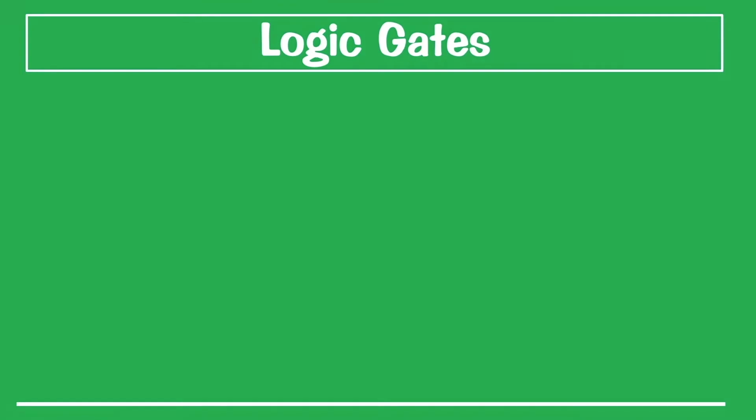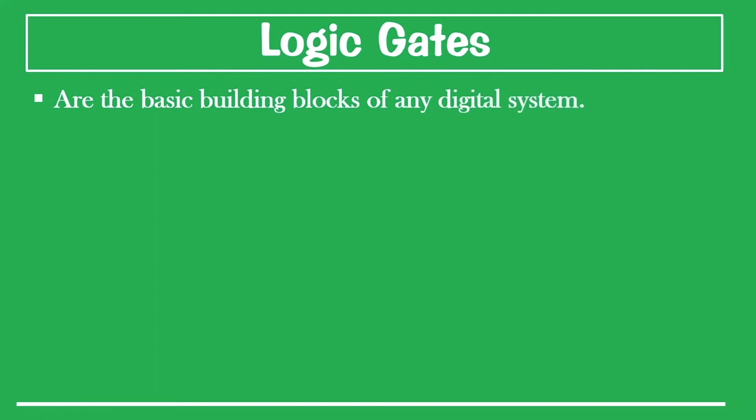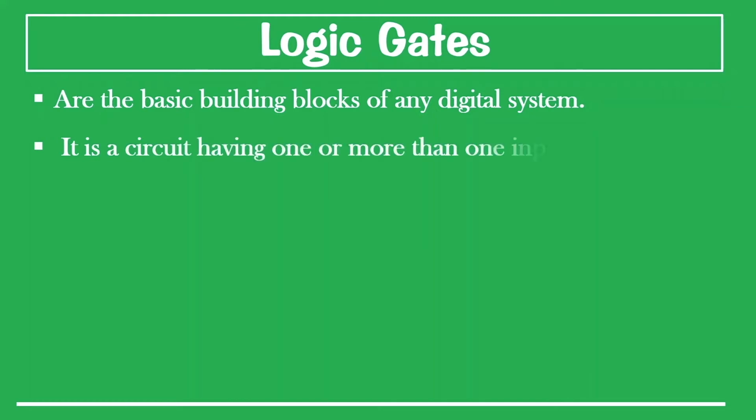Alright, viewers, when we talk about logic gates, what are we talking about? Logic gates are the basic building blocks of any digital system. It is a circuit having one or more than one input and has only one output. Now, before we discuss how it works, let's first look at the different gate symbols and their names.